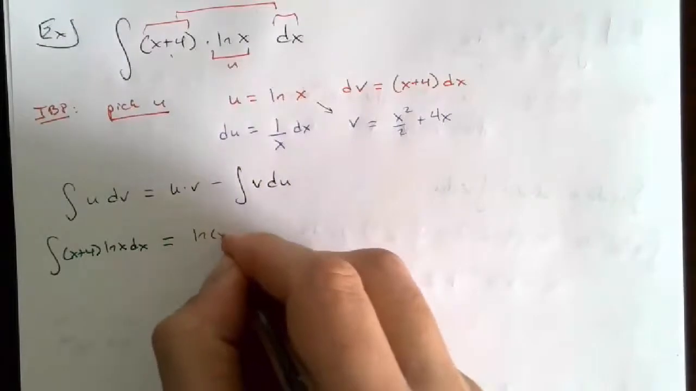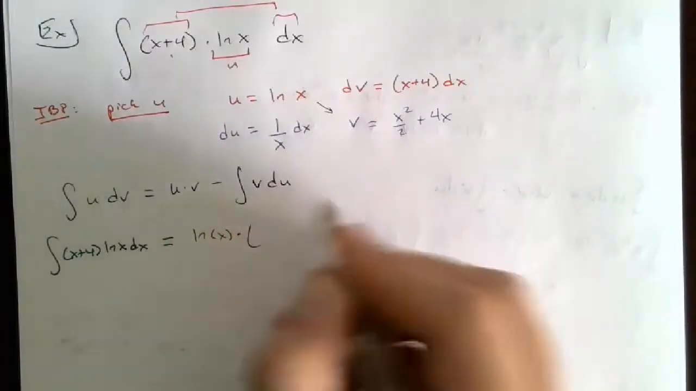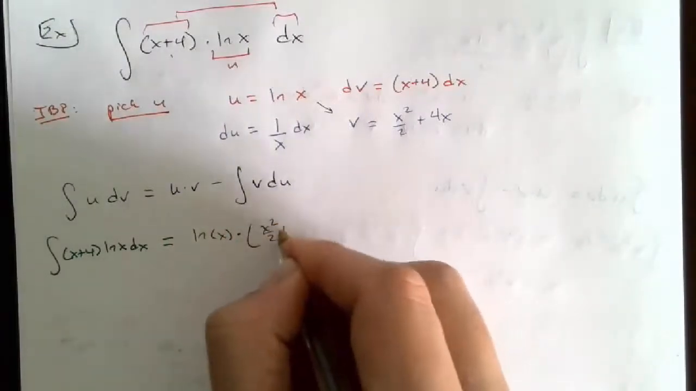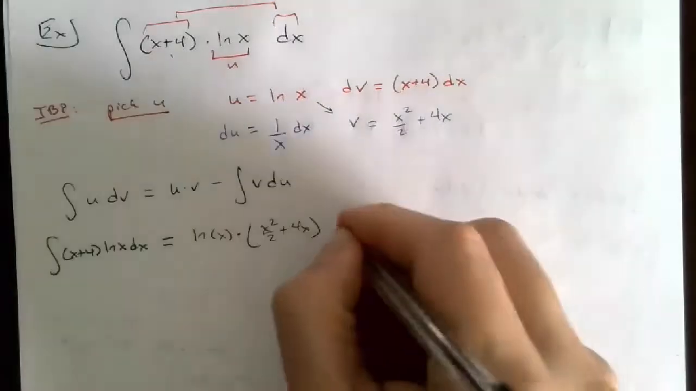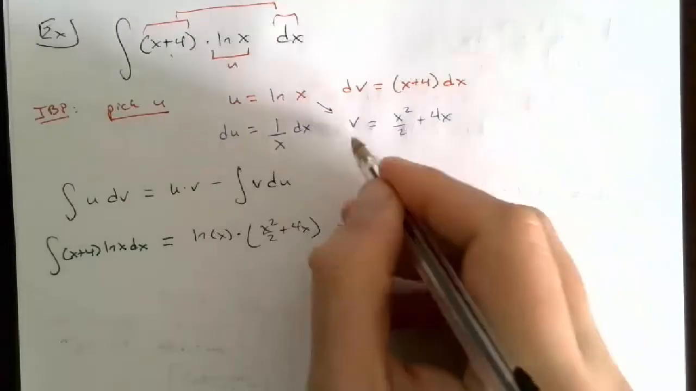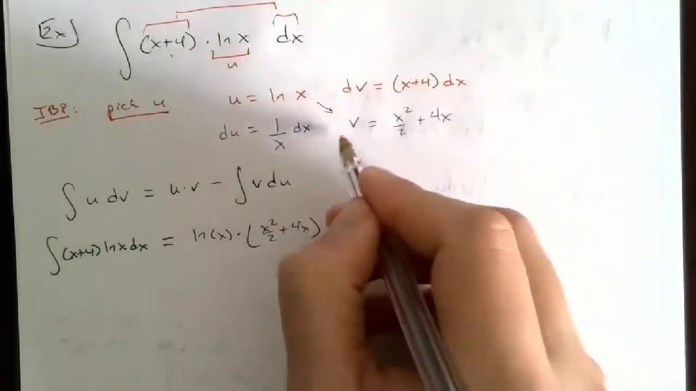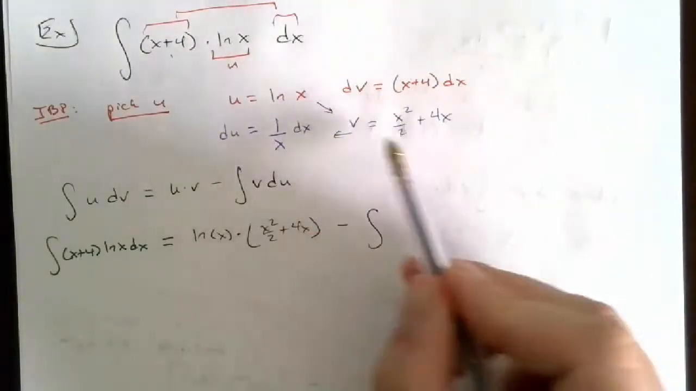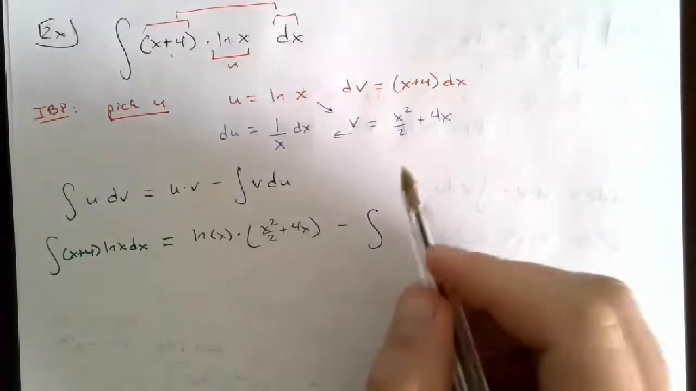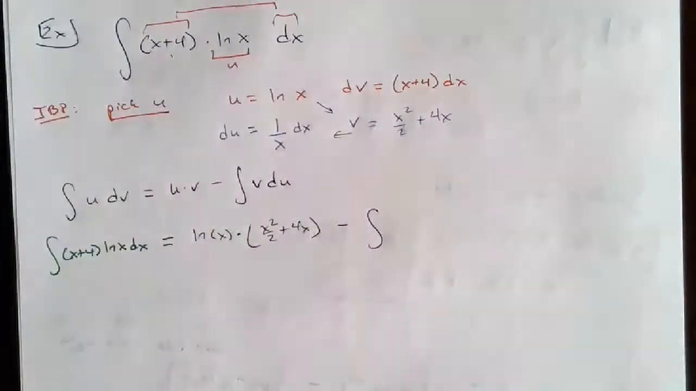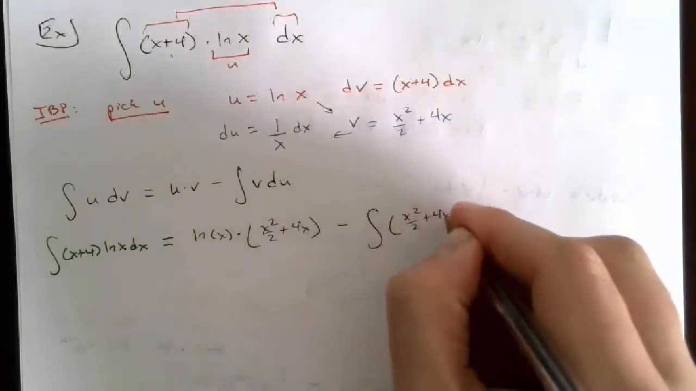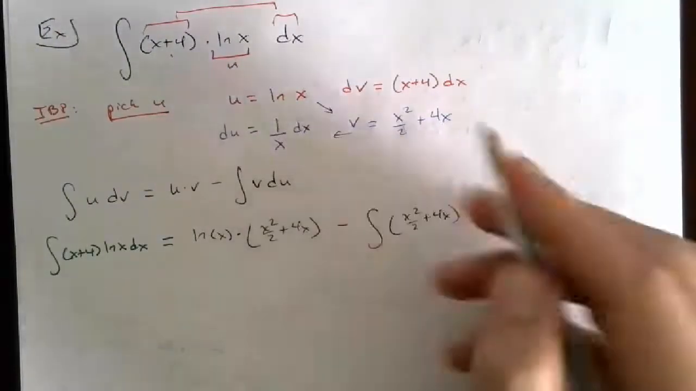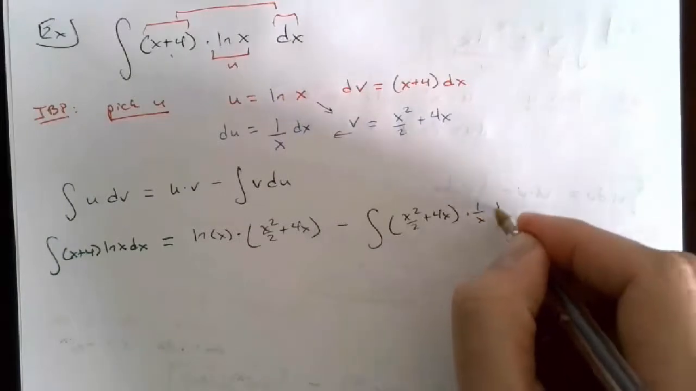So it's natural log of x, right, times, in parentheses here, x squared over 2 plus 4x. That's the uv part, minus the integral of v du, I kind of think of as going across this way. If you want to remember it just by how you're moving for the multiplications, as long as you set it up in the correct order, this will always work. So we would have x squared over 2 plus 4x, that's v, times du, so times 1 over x dx.